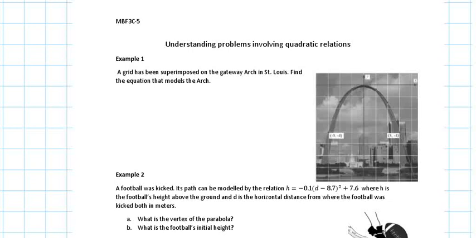So a grid has been superimposed on the Gateway Arc in St. Louis. Find the equation that models the arc. Okay? So what's the question asking you for? Find the equation. Right? So this is your arc, and what they did is they put an x and y axis on the arc, okay? They put an x and y axis on the arc, and they want you to find the equation according to this x and y axis.